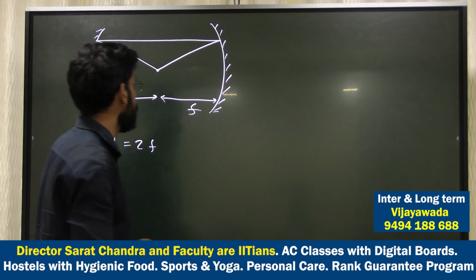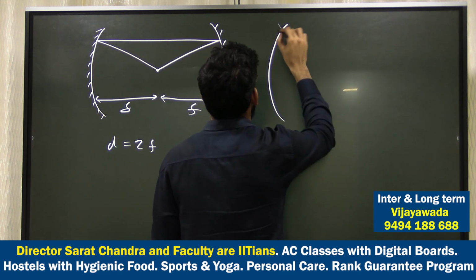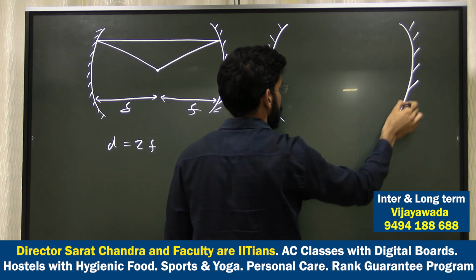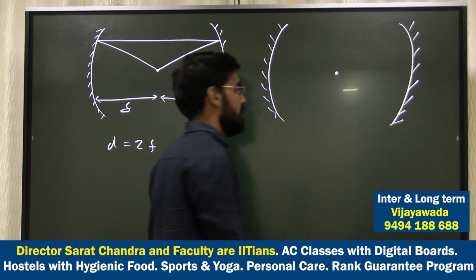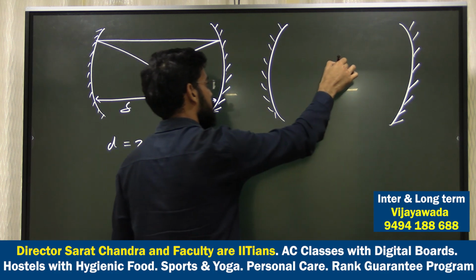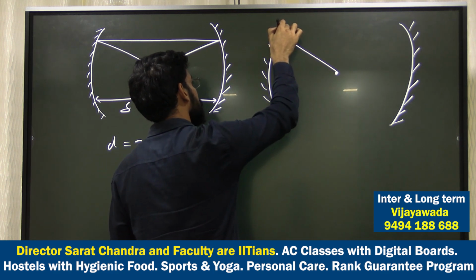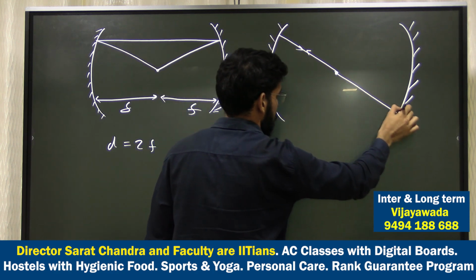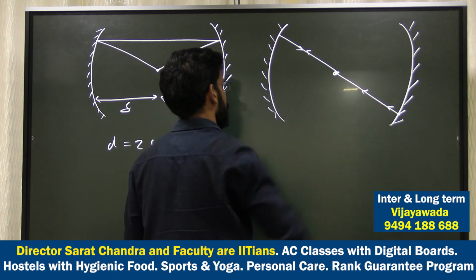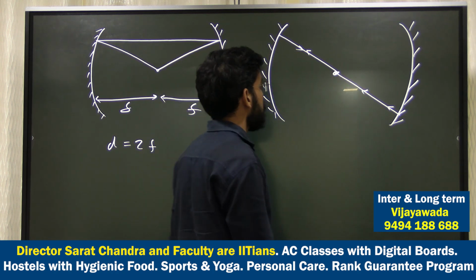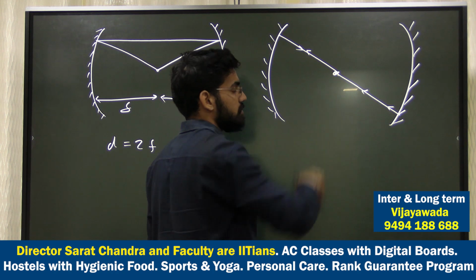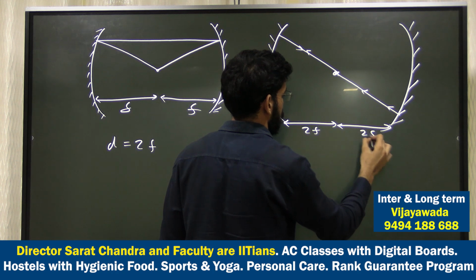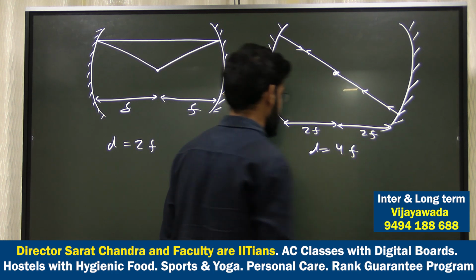One more possible thing, that if I have source here, if this light goes straight, hits here, and comes back on the same path, and then again hits here and comes back on the same path, so the image will form here only, right? So that's the meaning of this. This is the center of curvature, so I can say this is your 2F and this is your 2F. So D equal to 4F.